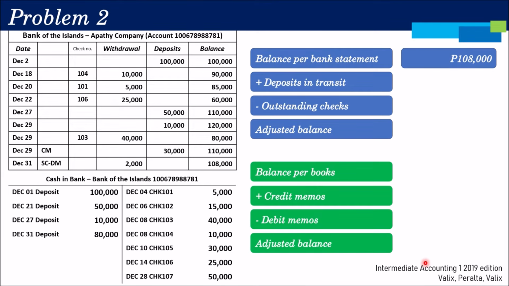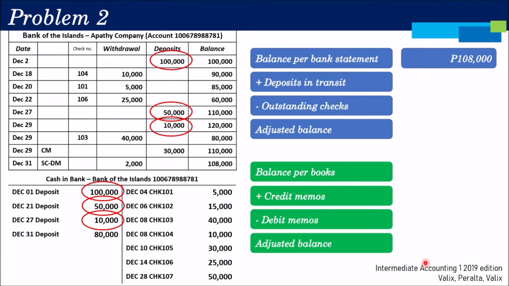December 1 deposit na 100,000. Tingnan natin kung merong 100,000 doon sa bank statement. Meron. So, hindi po yan deposit in transit kasi nag-reflect eh. Okay? Next, December 21 deposit na 50,000, meron pong December 27 na 50,000. Ayos, na deposit din. December 27 deposit na 10,000, meron din po tayong deposit na 10,000.